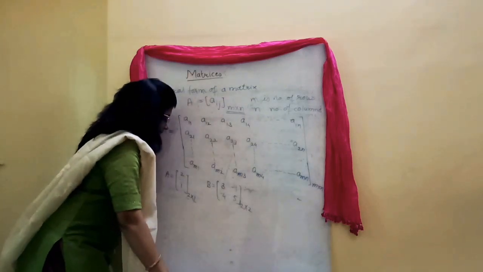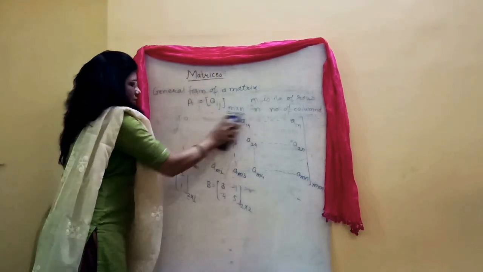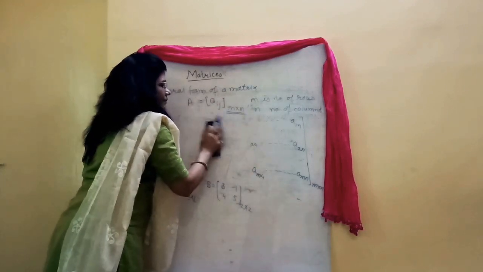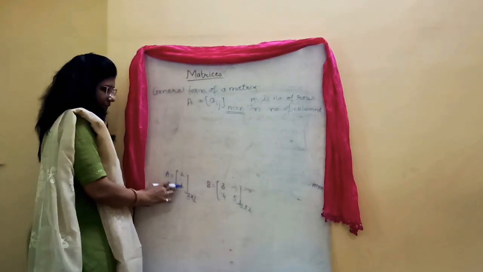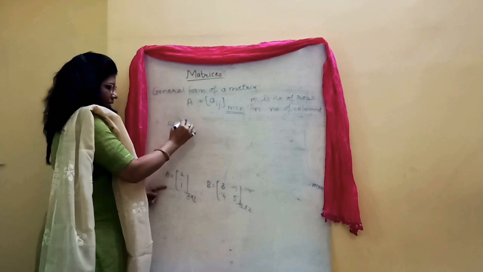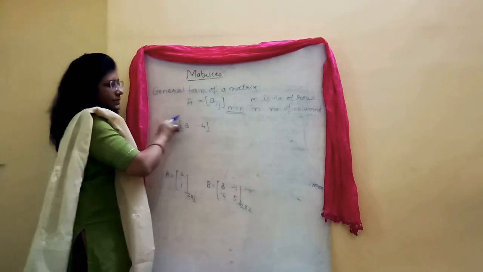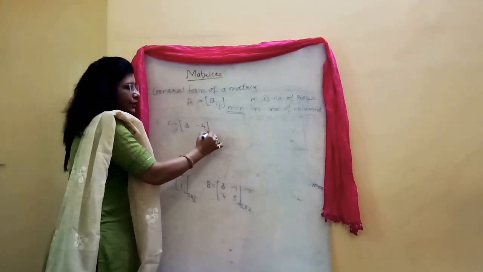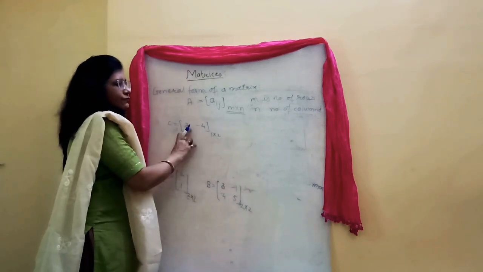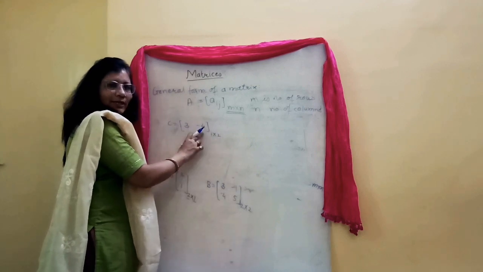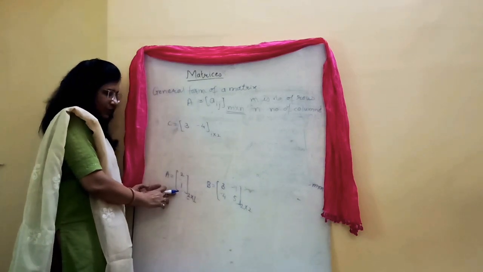Now suppose I consider another matrix, C. Now it is 3, minus 4. What is the order of this matrix? There is 1 row and 2 columns. So its order is 1 by 2. How many elements are there in this matrix? 1 into 2, so 2 elements are there. In this matrix also there are 2 elements.